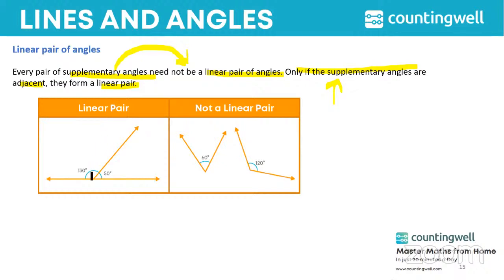So here you can see angles measuring 130 degree and 50 degree form a linear pair because they are adjacent to each other and also they are supplementary. But in the second image, you can see there are two angles having measure 60 degree and 120 degree. Their sum is 180 degree. That means they are supplementary, but they are not linear because they are not adjacent to each other. Conversely, if they are adjacent but their sum is not 180 degree, then also they are not a linear pair because they are not supplementary in that case.